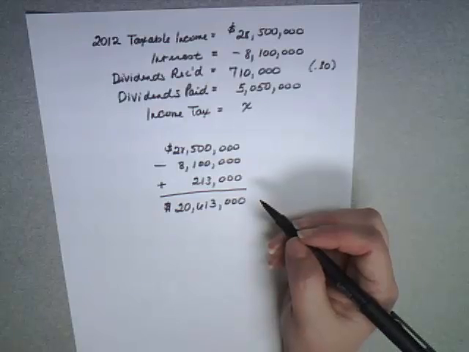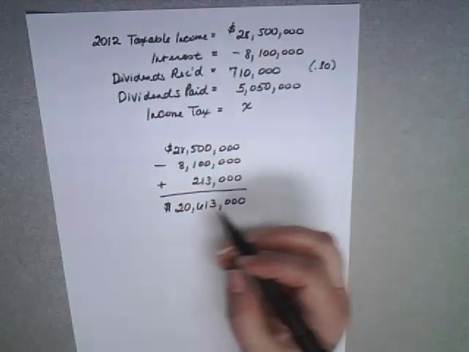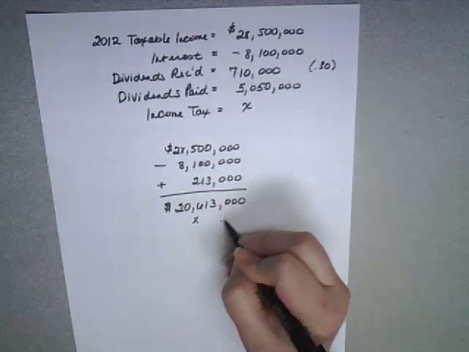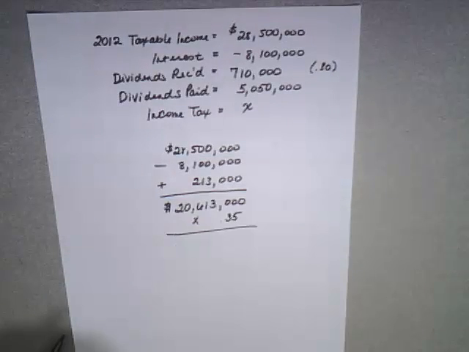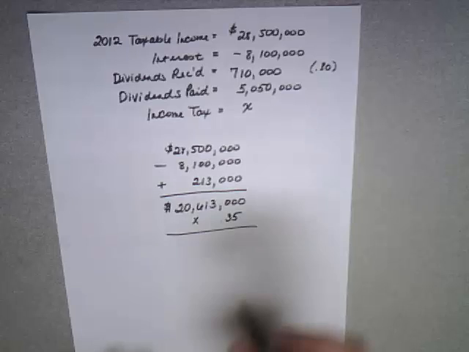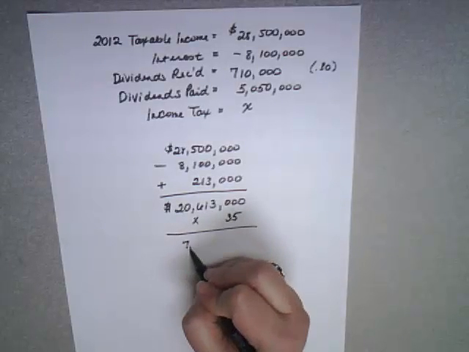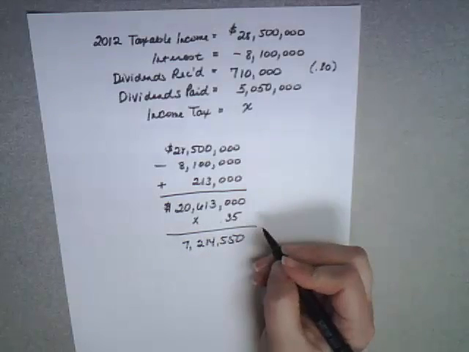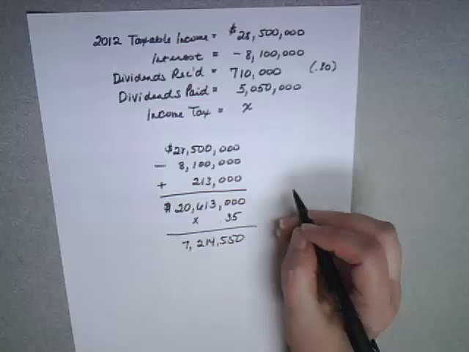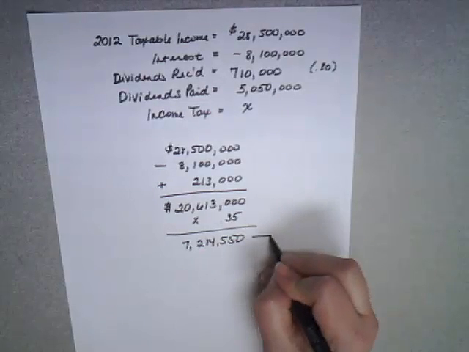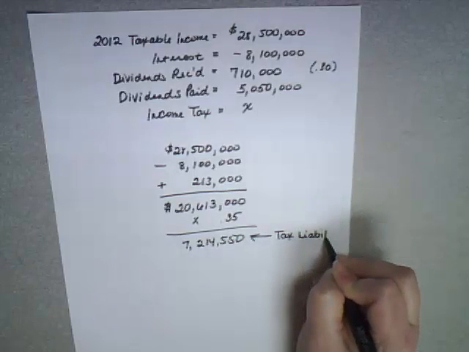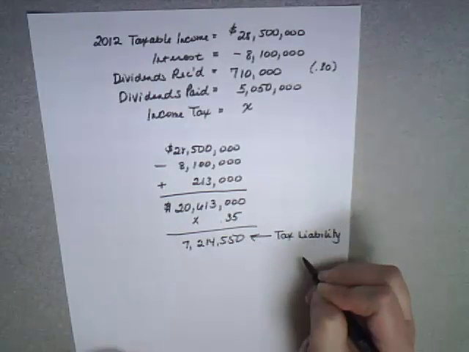We know that our tax rate in this problem is 35%, okay? So we're going to multiply it by the 35%. And we end up with a tax liability of $7,214,550. So this is our tax liability that we're going to have to pay to the IRS.